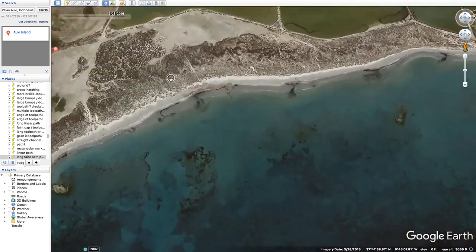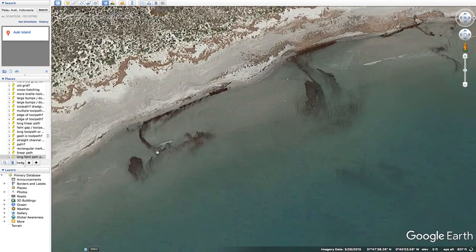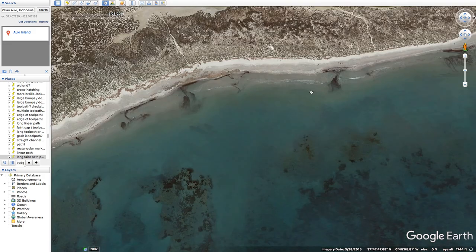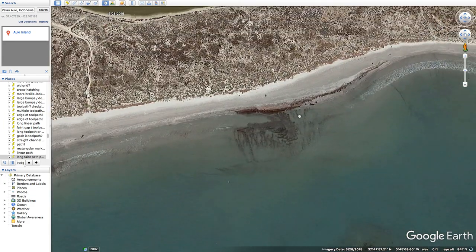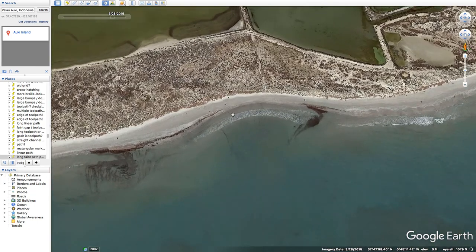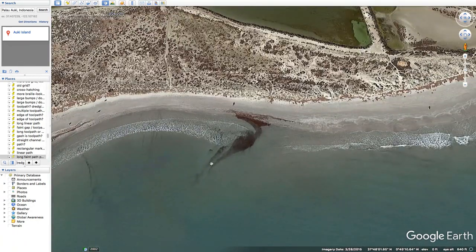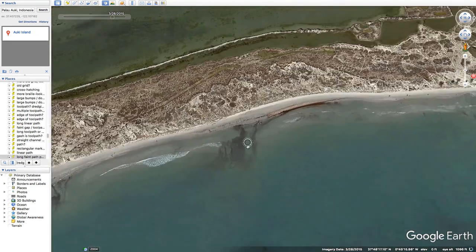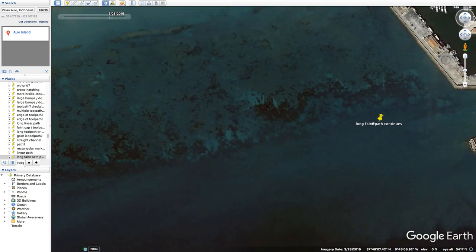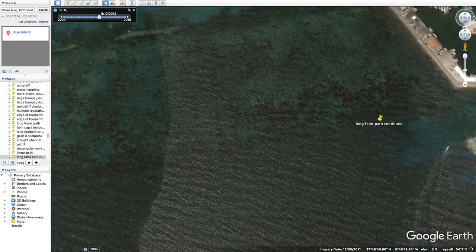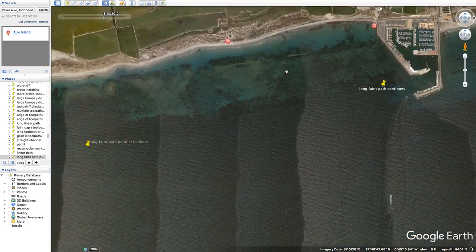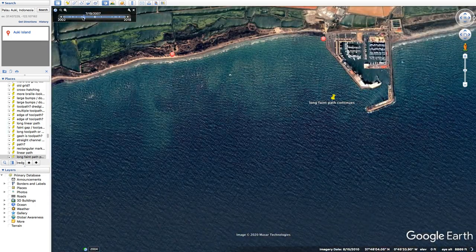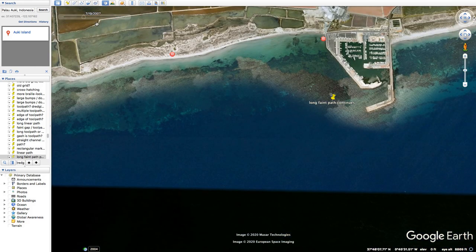Okay. That's kind of a weird curve there, yeah. Exit path, entry path, possibly. Potentially. Or natural, I don't know. Long faint path continues. Yeah, just this stripe here. See if I can get a better view of it in a different year. Just a faint stripe. Could be former coastline, I suppose. It is parallel to the coast.